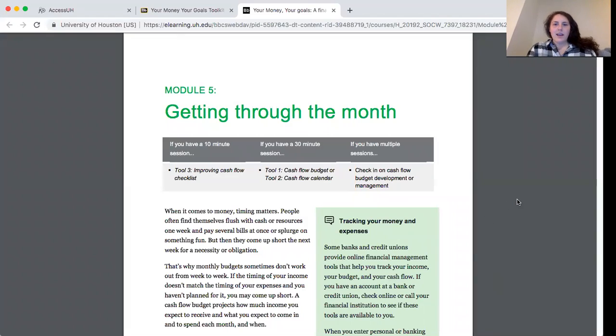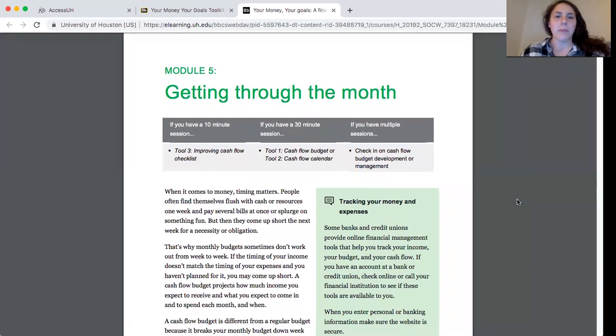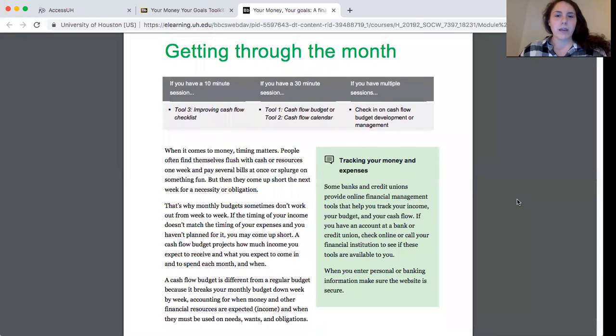Okay. Hello, everybody. My name is Melanie Ziegler, and I am recording on Module 5, Task or Tool 1. So Module 5 is getting through the month, and the tool is the cash flow budget. So just a quick brief intro. The cash flow budget is a week-by-week way to track the incoming, so income, and the outgoing, so expenses, whether they're fixed or varied.